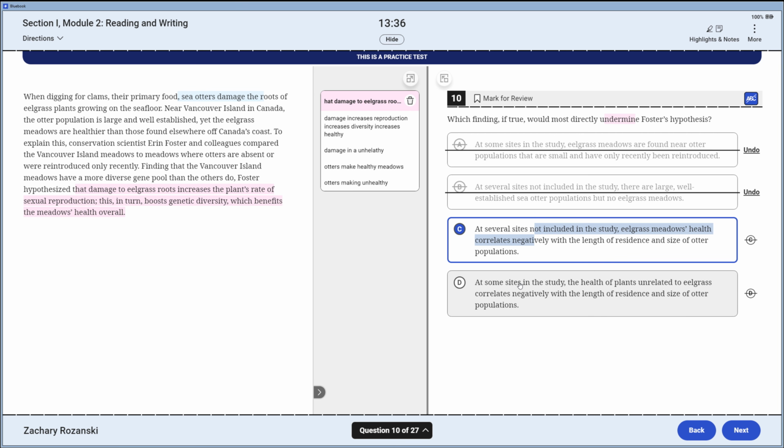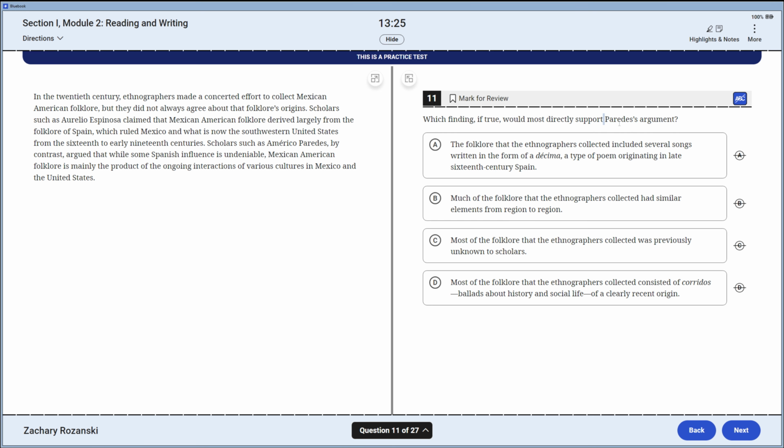This absolutely would. At some sites, the health of plants unrelated to eelgrass correlates negatively with the size. No, I could imagine that maybe the otters helped one but then harmed the other ones. All of their claims were about eelgrass roots causing that. So we're going to support this person's argument.